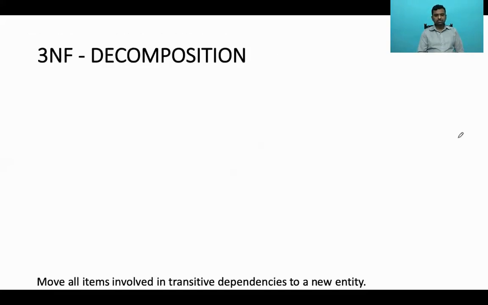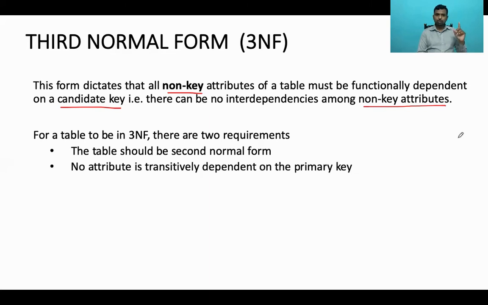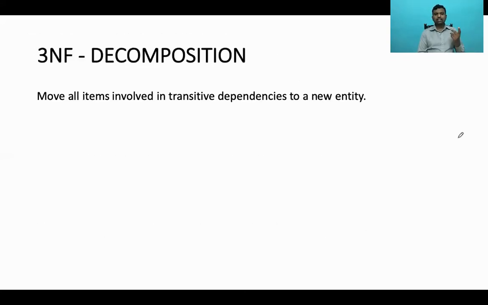Okay. Now let us see how to decompose. If I want to decompose the table, if it is not satisfying any of the things, what does it have to satisfy? One, it should be in second normal form. Two, no attribute is transitively dependent on the primary key. If it is transitively dependent on the primary key, then you are not in third normal form. If at all it is not satisfied, I need to start decomposing.